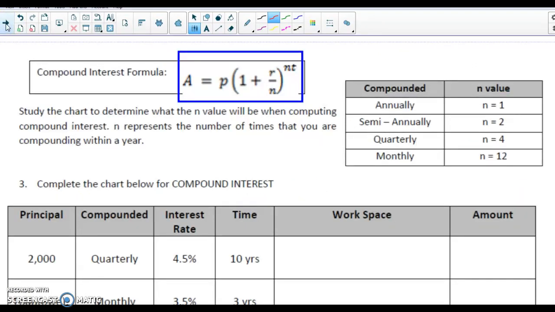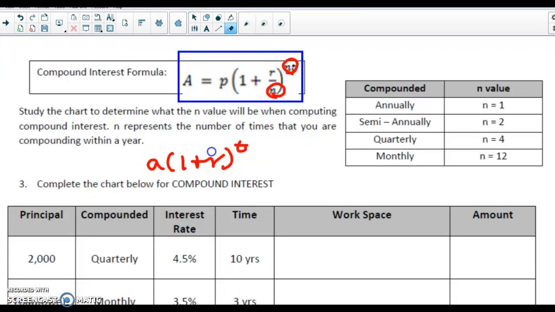Okay, so now I'm going to explain the compound interest part. It's a totally different formula. You should notice that it looks very similar to last week when we had a times 1 plus r raised to the t. The only new part is you have this n. Okay, and so I'm going to explain what that means.